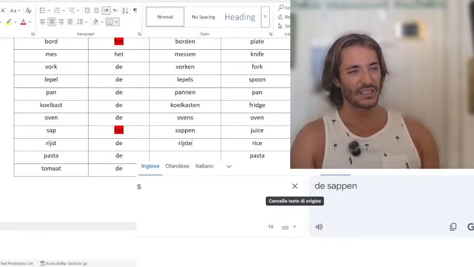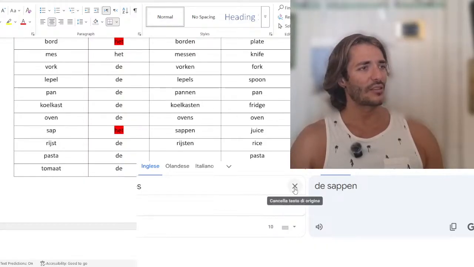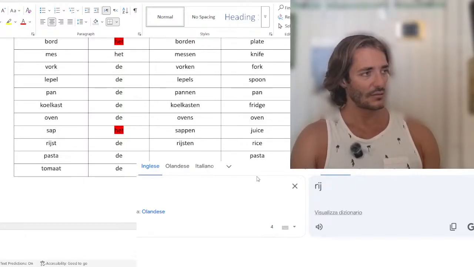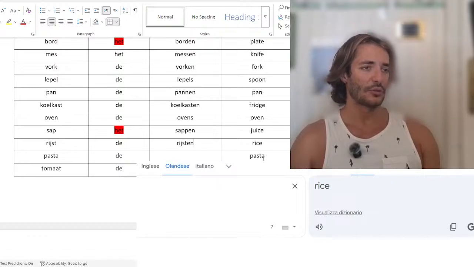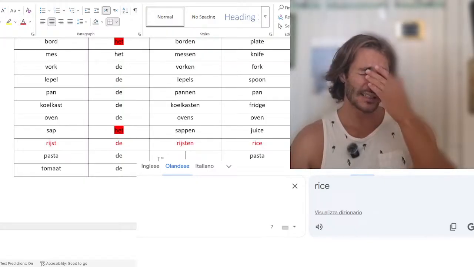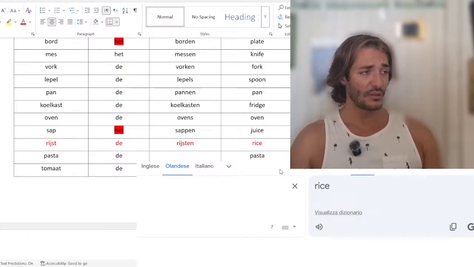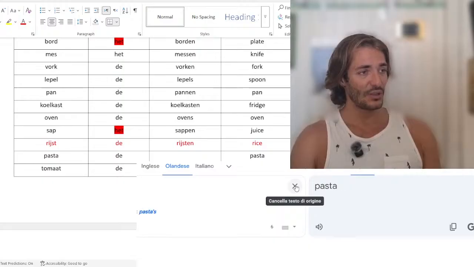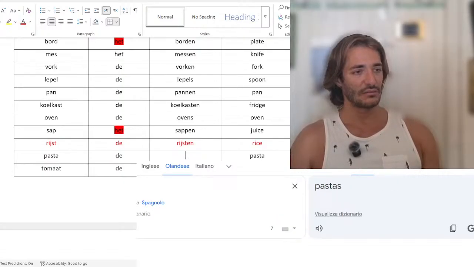Resten. But this is probably uncountable. So it's yeah. I don't know if it actually exists, but let's see. Yeah, I don't know. And this one again is to double check. And the same for the next one, because pasta, it's true that you can refer to the different shapes of it as plural form, but yeah, pastas maybe. Yeah, maybe it's like this.